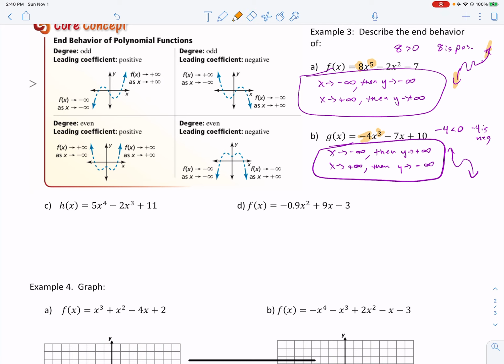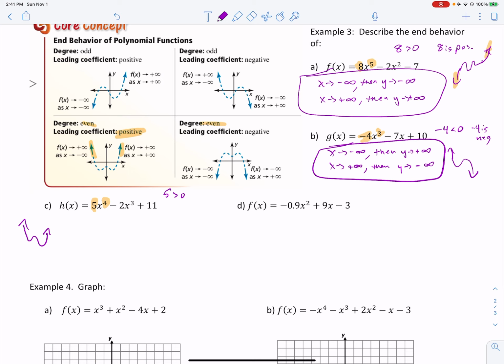All right, so then go to the next problem. And we have that it is of degree 4. And so the degree is even, so it's one of these bottom two. And so then we look at that leading term, and 5 is positive. So 5 is greater than 0, it is positive. And so it is following this graph where both ends are up. So when it's of even degree and the leading coefficient is positive, both ends are up. And so however this looks, the ends are both up.